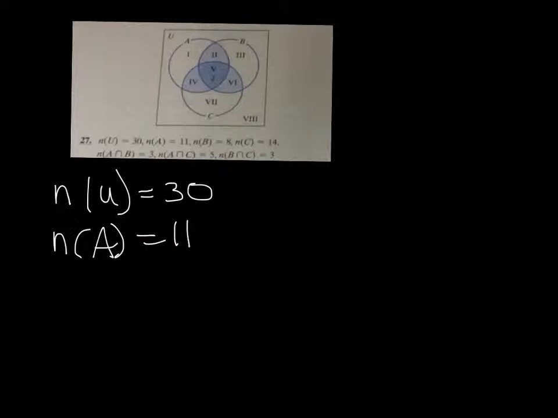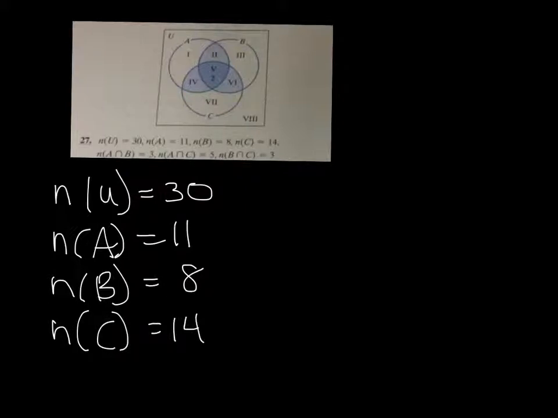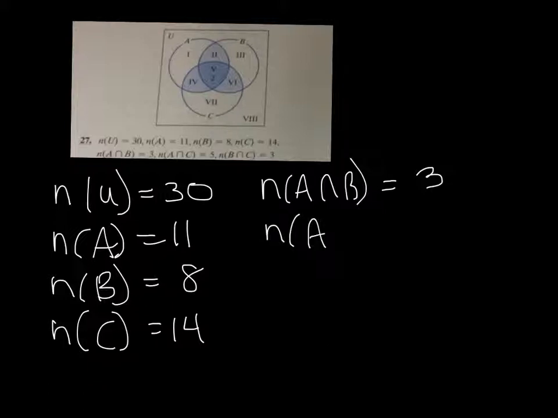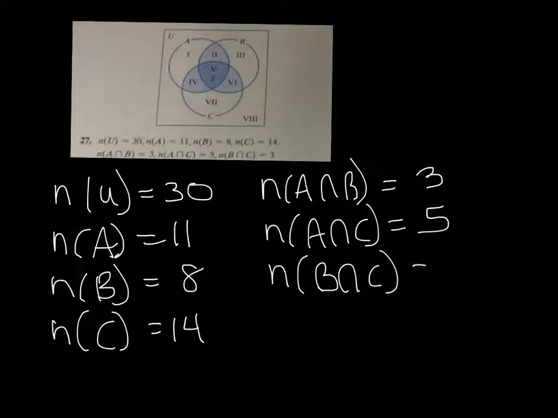So what do we have? Let me write some of this information down. The cardinality of the universal set should be 30 elements. The cardinality of A is 11 elements, the cardinality of B is 8 elements, and the cardinality of C is 14. Then we have a couple of intersections: the cardinality of the intersection is 3, then 5, and then 3.